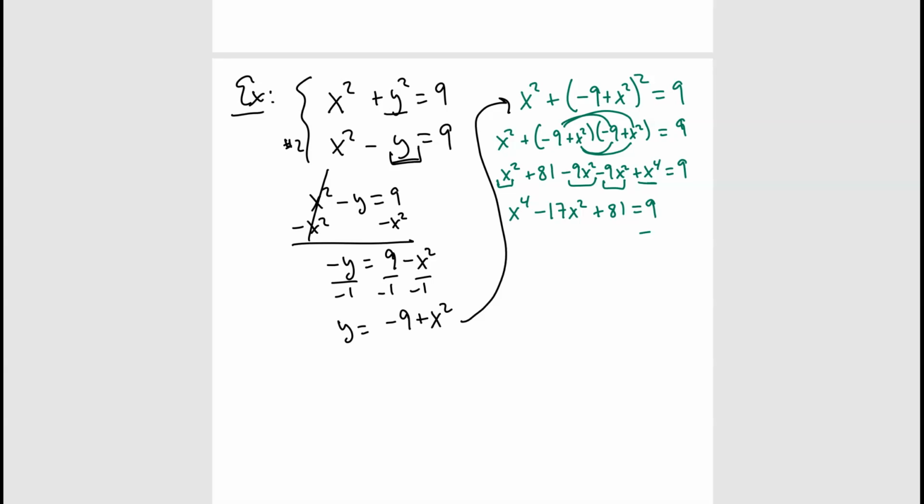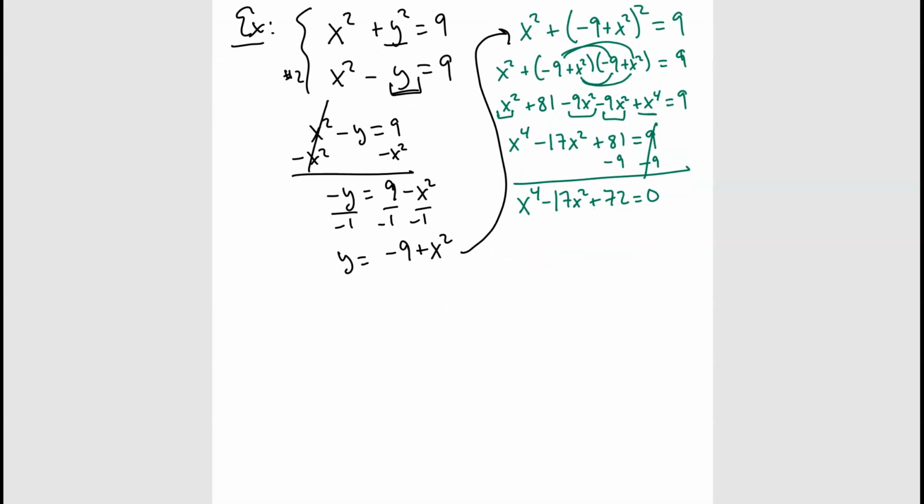Okay, I'm going to minus the 9 over here, and you'll see why. I'm going to get x to the fourth minus 17x squared. And then I'm going to take this 81 and subtract 9, and what I'm going to get is 72 equals 0. Now here, what does this kind of look like?